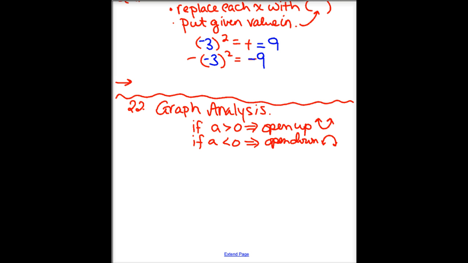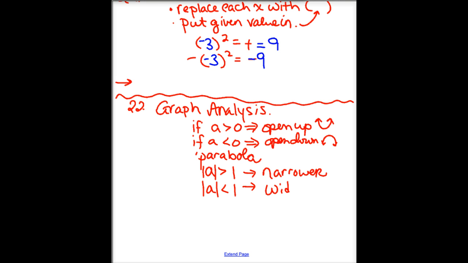The graph is called a parabola. It's a U-shaped graph called a parabola. When A gets bigger than 1, technically in absolute value, like 3 or 5 or negative 7 or negative 8, then the graph gets narrower, because it gets stretched taller. If that lead number is less than 1 in absolute value, like a half or a fourth or negative 1/8, it's like you're squishing it down to a fraction of its height and it makes it wider.